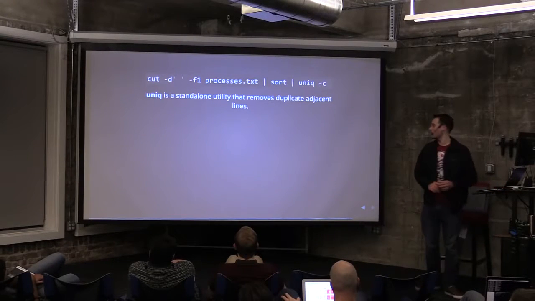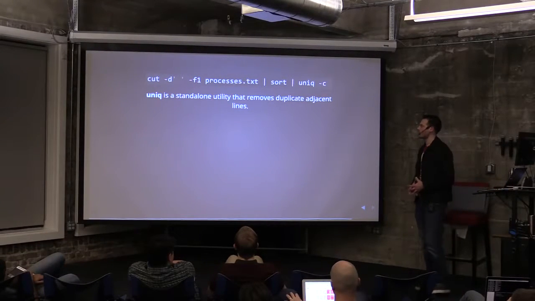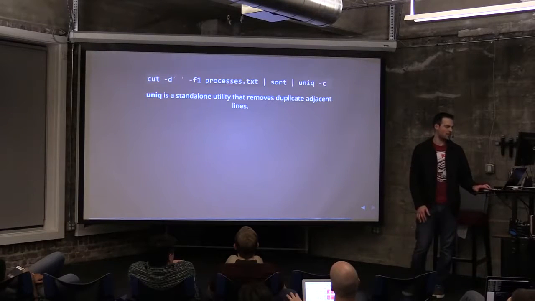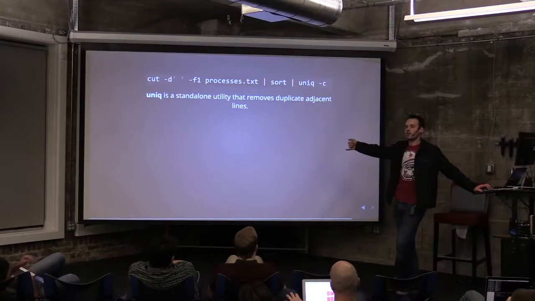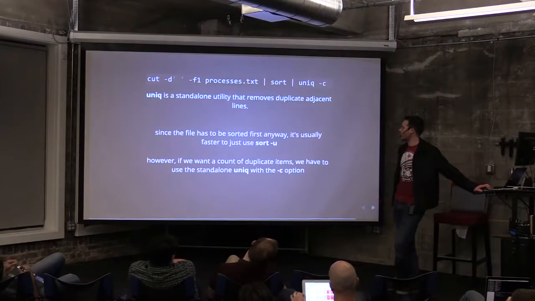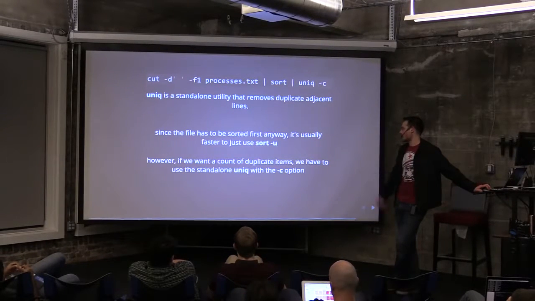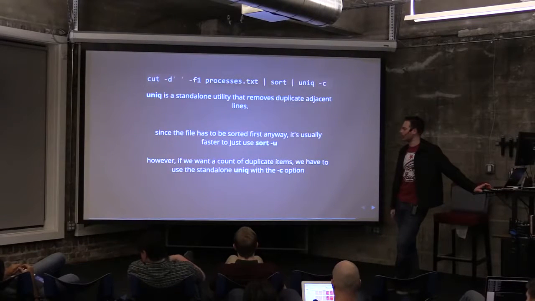Okay, there's also uniq. So you might be like, hey, uniq is the same thing as sort -u, and you would be right, except there's one little difference. uniq -c gives you a count of the duplicates that it removed. So yeah, it's usually faster to use sort -u, but if you want to count duplicate items, then you have to use standalone uniq.